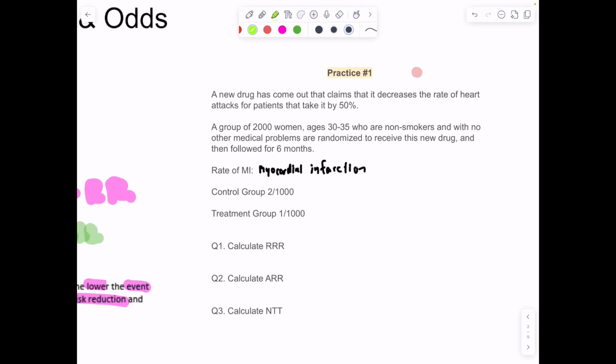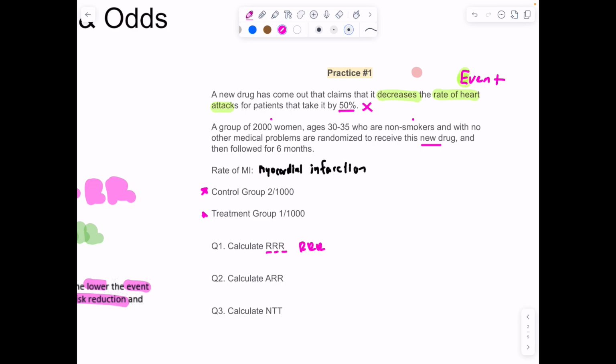We have a new drug that's come out that claims it decreases the rate of heart attacks for patients. So this is our events right here, heart attacks, by 50%. Okay, cool. We don't really care about that number, though. A group of 2,000 women ages 30 to 35 who are non-smokers and have no other medical problems are randomized to receive this new drug and then have been followed for 6 months. So we have a control group, no drug, and we have a treatment group, drug. So calculate relative risk reduction.